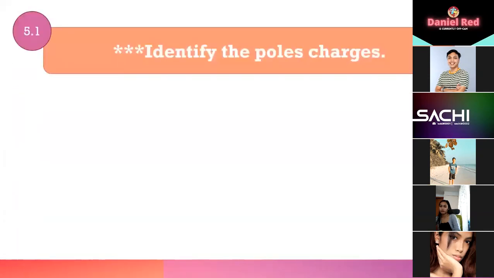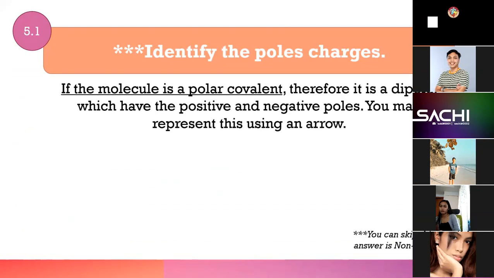Sometimes, we can also identify the pole charges involved. But remember, this one is only for polar covalent. So therefore, you can skip this step if the answer is non-polar covalent. That's why it is step 5.1. If the molecule is polar covalent, therefore it is a dipole, which has the positive and negative poles. You may represent this using an arrow.